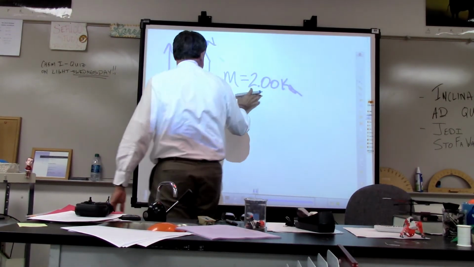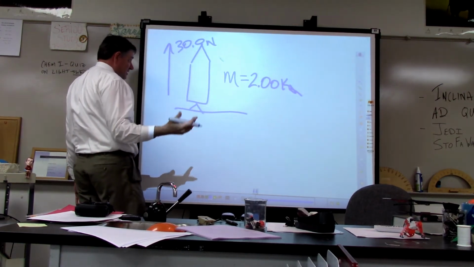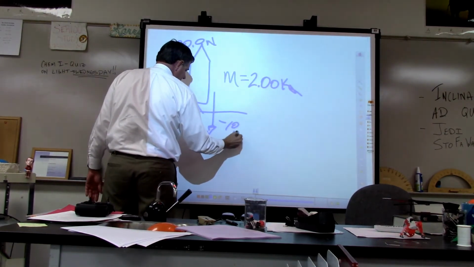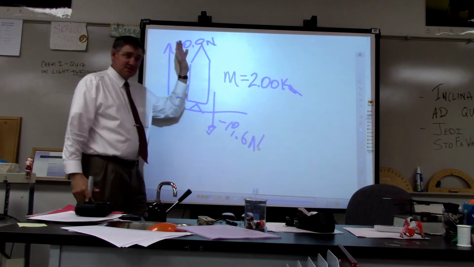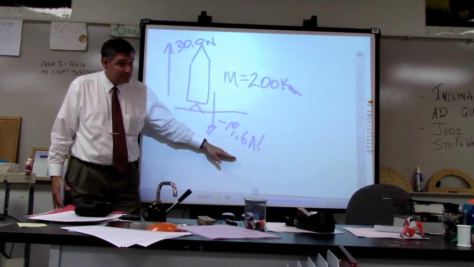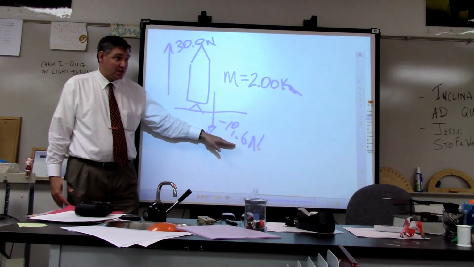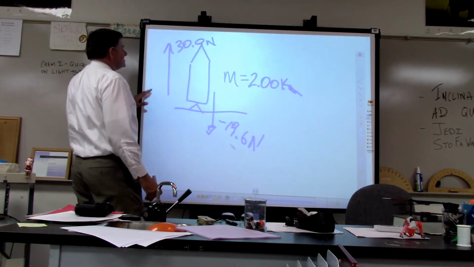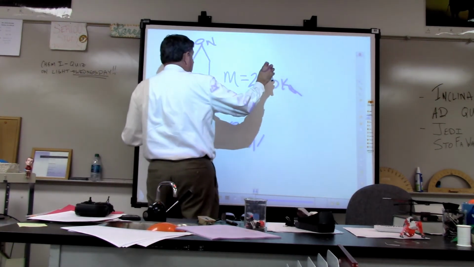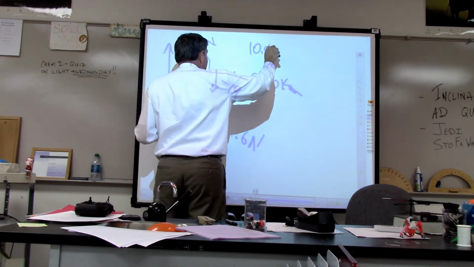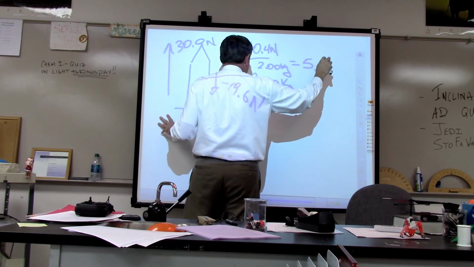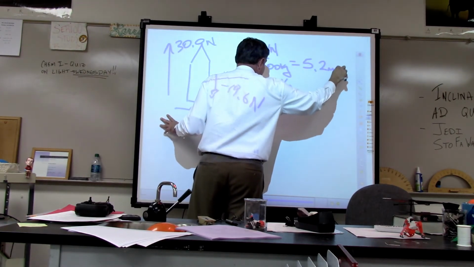So, if you take 2 times 9.8, you're going to get 19.6. So I've got a downward force of negative 19.6 newtons. So this is my opposing force. Here's my applied force. The difference between those two is my FNET, my net force, right? So somebody take 30 and subtract 19.6, you should get 10.4. Is it 10.4? Yes. Okay. Then I'm going to divide that by 2 kilograms. 5.2 meters per second squared.